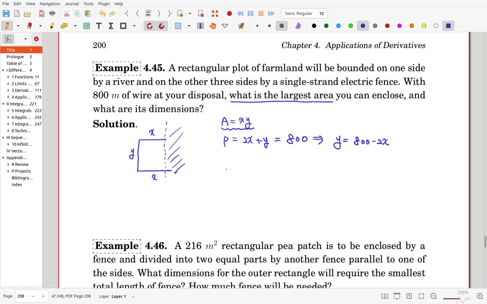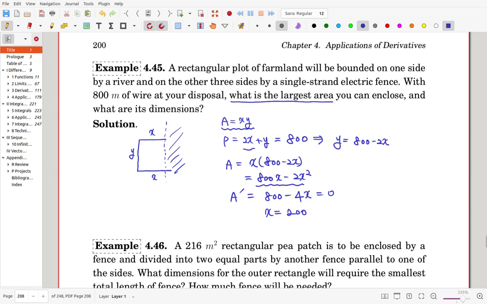Then the area can be written as x times y. y is 800 minus 2x. Let's rewrite this in this way: 800x minus 2x squared. So now this is a function of one variable, x. Now we use the derivative. That's 800 minus 4x. If it is 0, then x must be 200.